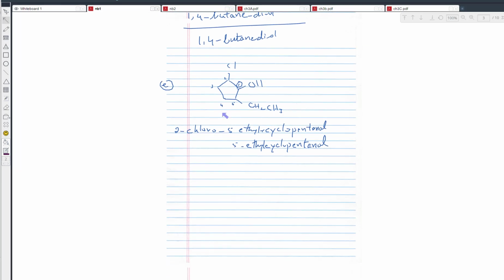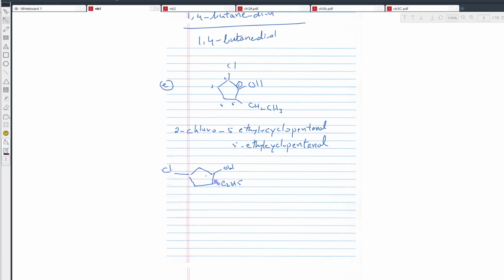Now let's go to another question from here. Same thing, but I'm modifying this question a little bit. Writing the C2H5 ethyl group, and writing the Cl group. Now what name are you going to give this?